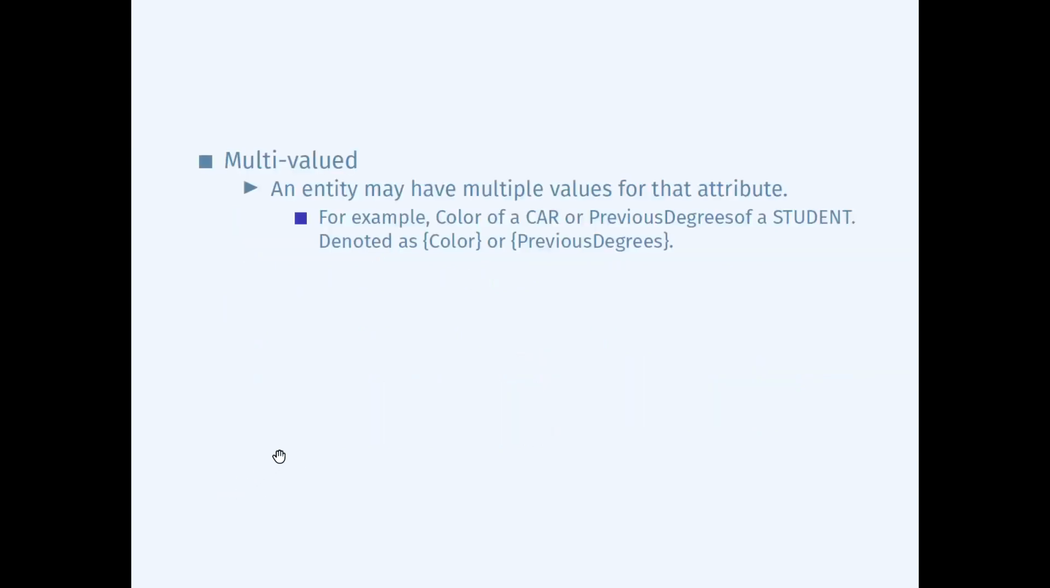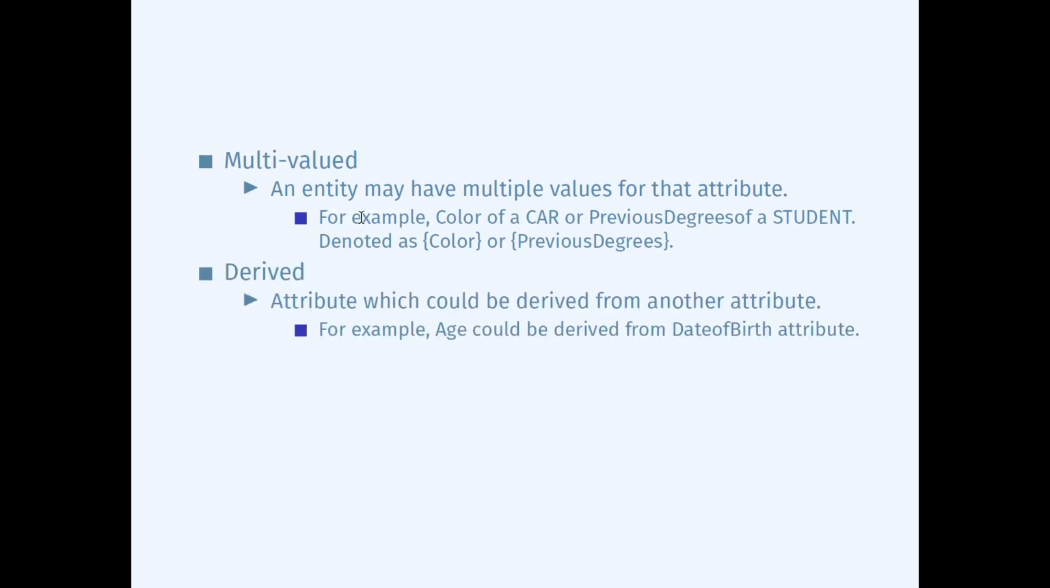Then an attribute could be multi-valued. Like if you take the color of a car, in early days we had single colors, but now we have multiple colors. Some cars are two-tone, we call it, maybe black and white, right? You can have multiple values. A student can have multiple previous degrees. So we call it a multi-valued attribute.